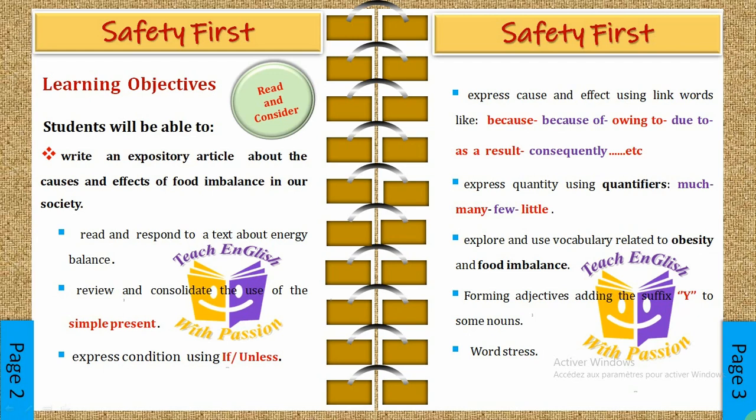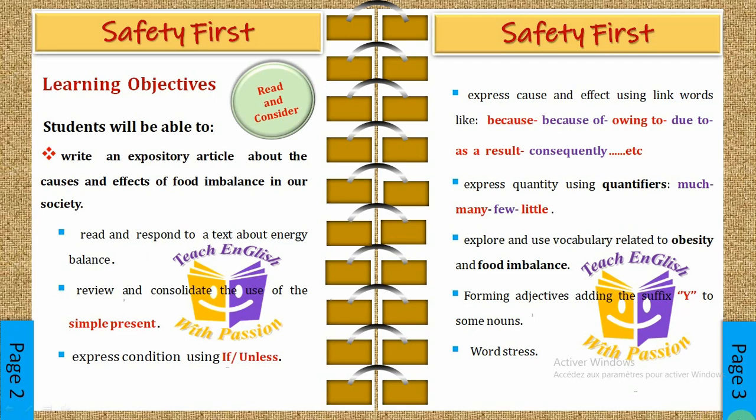Learners will be able to write an expository article about the causes and effects of food imbalance in our society. To help learners achieve this terminal objective, we have here a list of enabling objectives. We have reading and responding to a text about energy balance, reviewing and consolidating the use of the simple present, expressing condition using if and unless, expressing cause and effect using link words like because of, owing to, due to, as a result, consequently, etc.